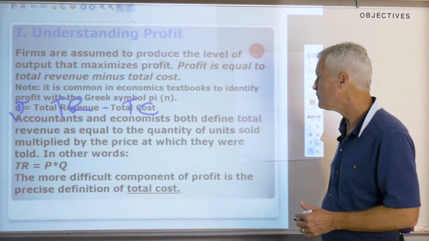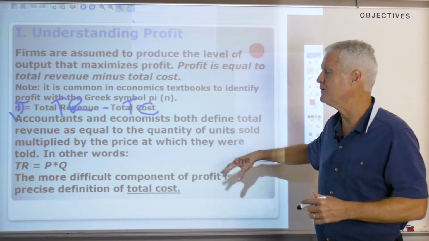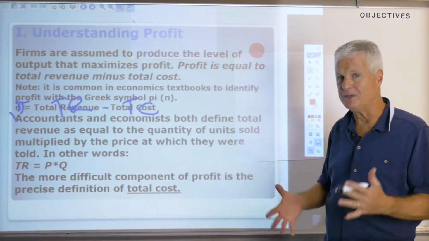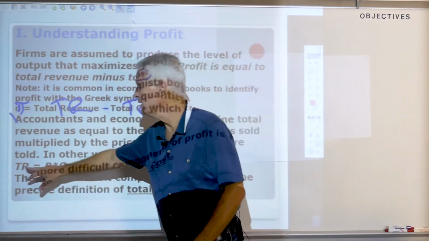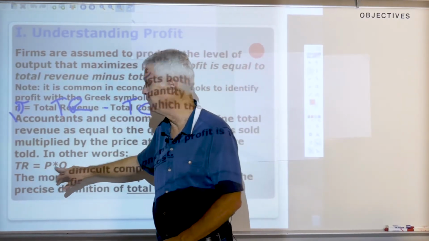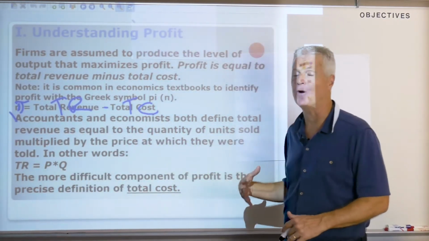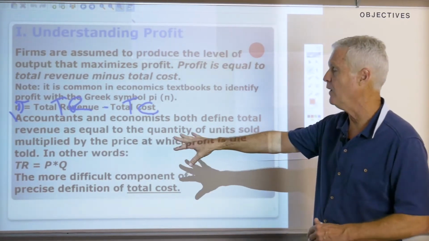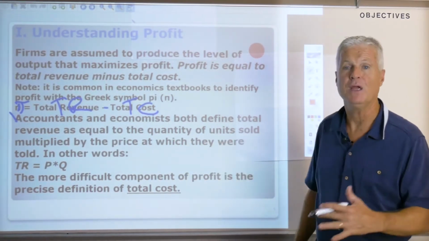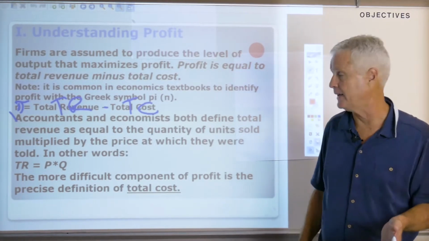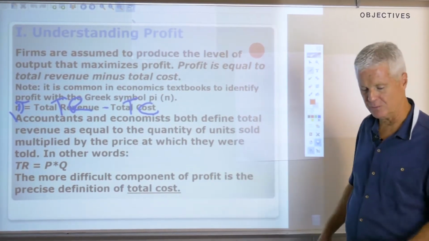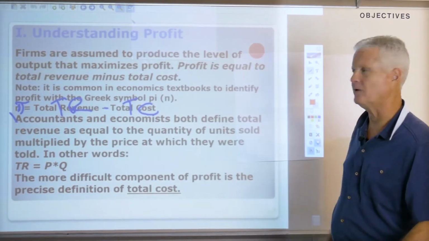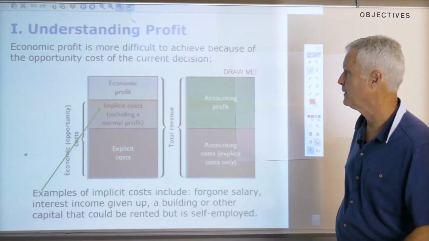Now, accountants and economists think that profit's a little bit different. So we're going to get to that in a minute. But one other thing, TR, total revenue, equals P times Q, and you better know what those are, right? Price and quantity. So TR equals P times Q, that's total revenue equals price times quantity. Total cost we'll get into some more detail in the next module or so. We'll be there soon.